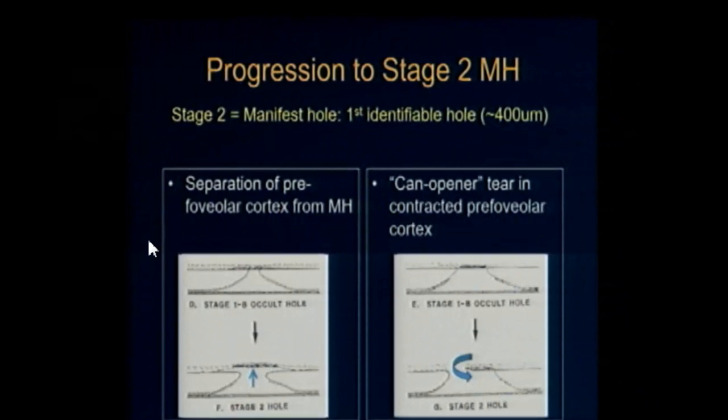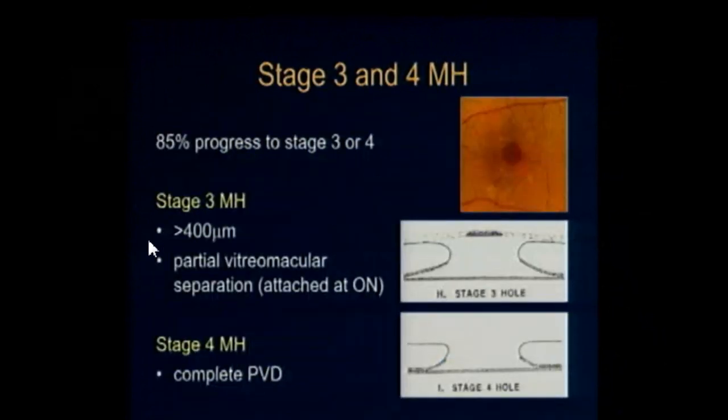Now, what can happen also is that with the occult hole, the vitreous, instead of moving upwards, can rip. Like when you open a can of tuna, a can opener technique, you will have a rip here, and slowly this rip is going to complete itself, and you get an operculum, and then you see the hole underneath. Now, stage 2 hole is therefore a full thickness hole, okay?